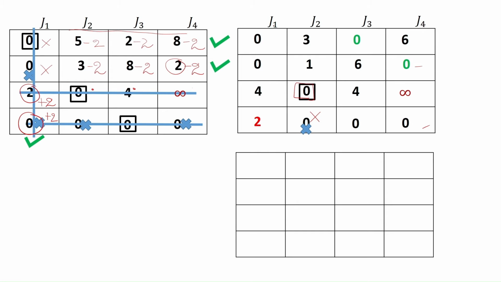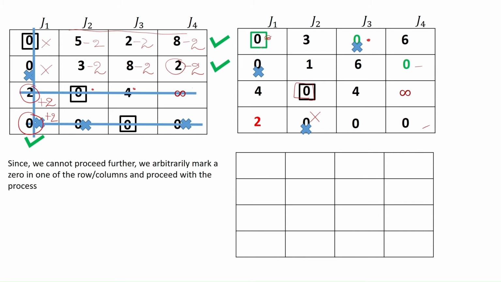So what we do is arbitrarily mark either this 0 or this 0. And let's see if marking one of these zeros gets us back to a good position. So let's say I mark this 0. If I mark this 0, I cannot allocate P1 to any other job because I've allocated P1 to J1. And similarly, J1 also cannot be done by any other person, so I cross out any other 0. Now start the whole process.